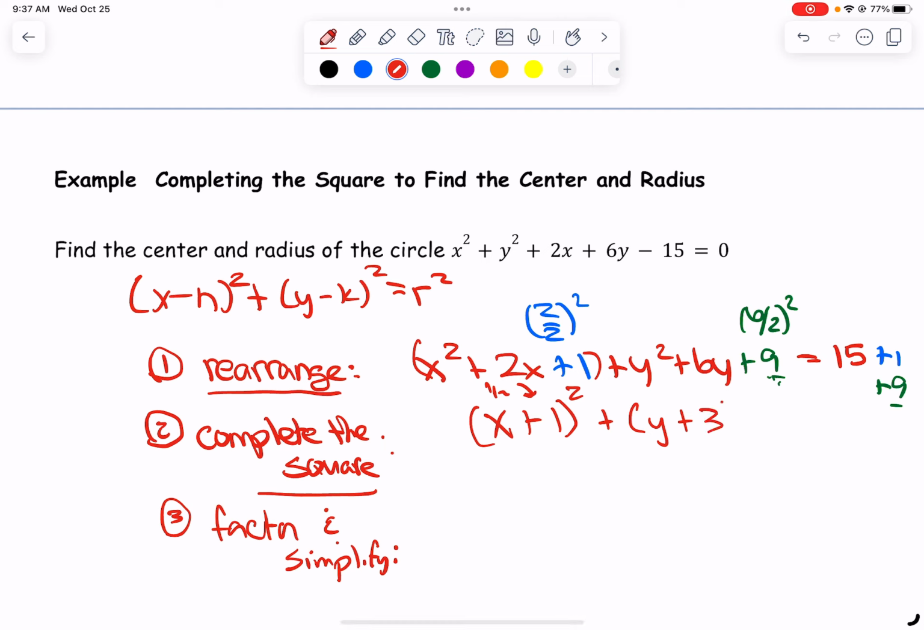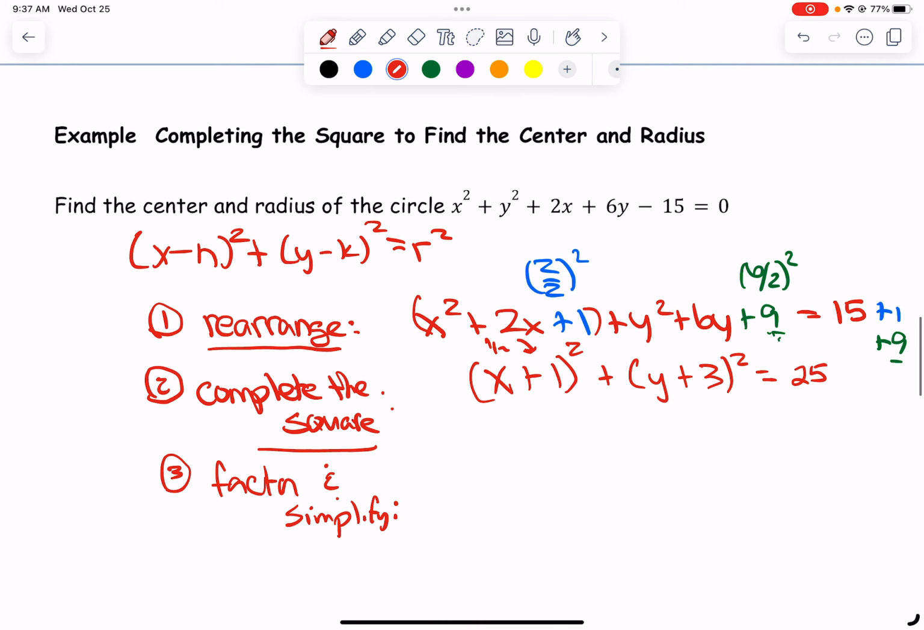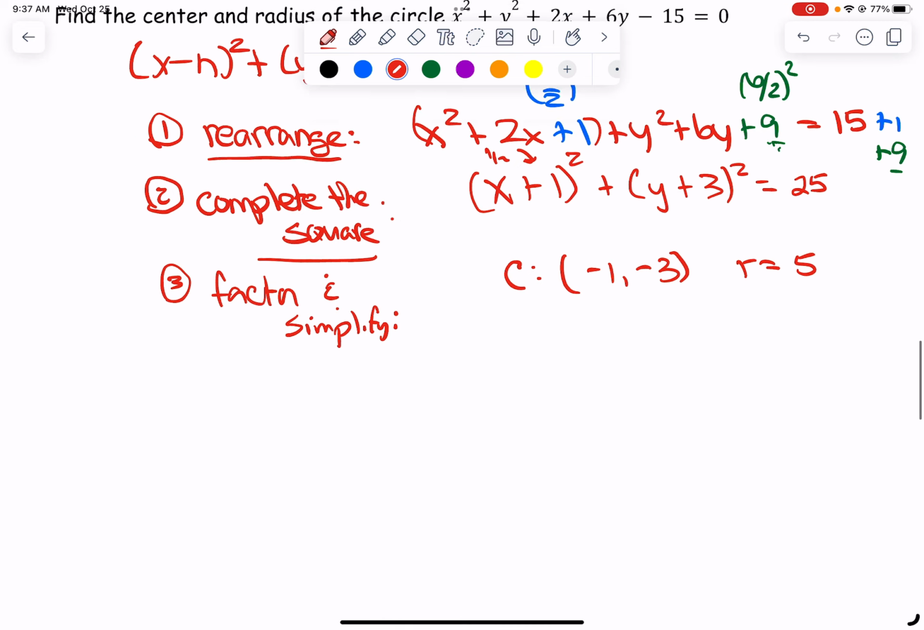For the y's, 3 times 3 is 9, 3 plus 3 is 6, and again, half of 6 is 3. Simplifying over here, 15 plus 1 plus 9 makes 25. And now we're ready to state what the center and the radius are. The center being the opposite of what's in the parentheses, so that's (-1, -3). And our radius is 5.